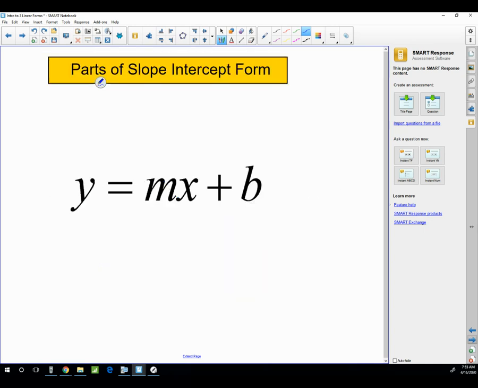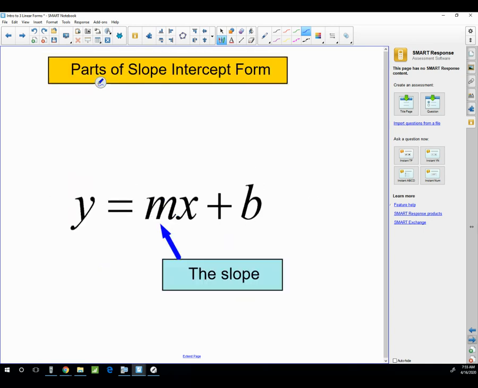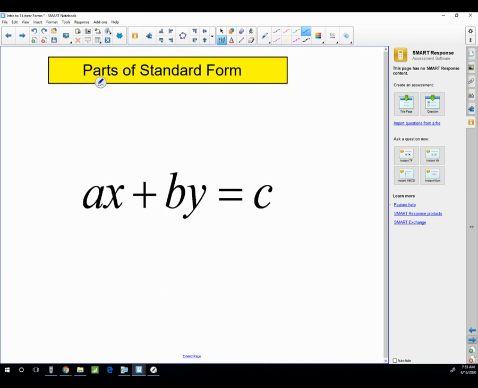All right, parts of slope-intercept form. You should kind of know a lot of this stuff. That's the slope, m, and then that's the y-intercept, b. That's where it hits the y-axis. Fantastic. You already know that.